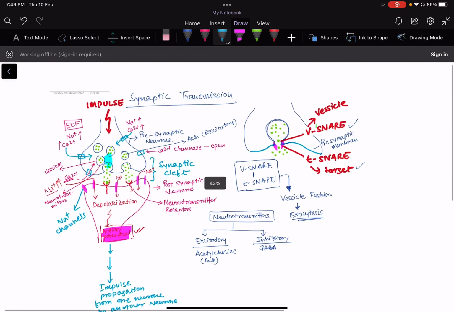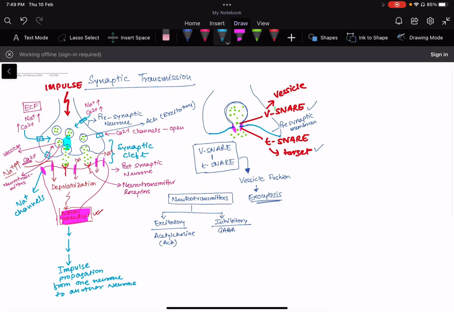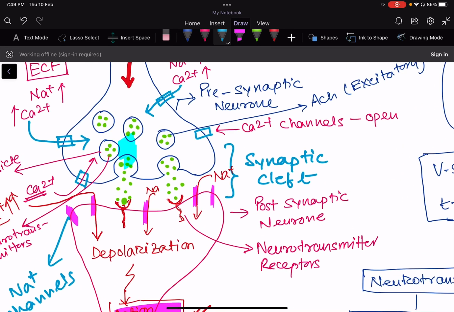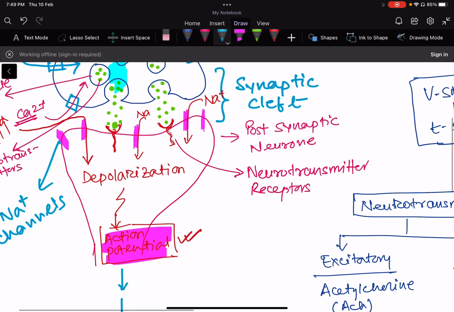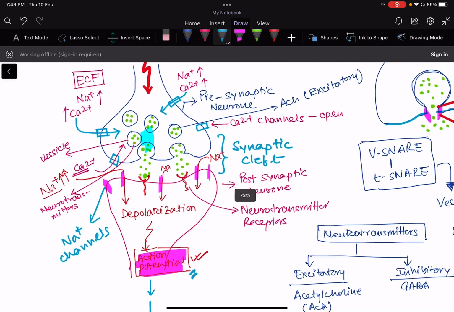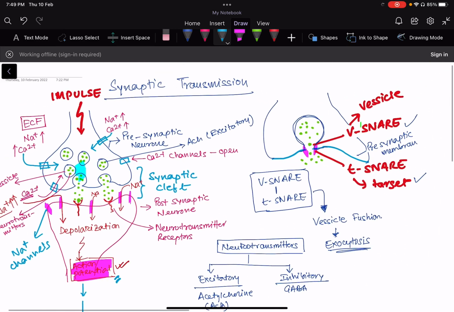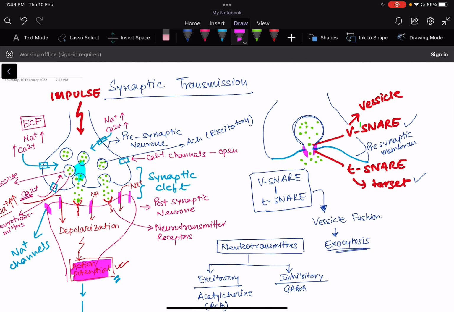Okay, so this is the overall mechanism of synaptic transmission: the exocytosis of vesicles with the presynaptic membrane, the binding of the neurotransmitter with the neurotransmitter receptors, and again the generation of an action potential in the postsynaptic neuron. This whole thing together is called synaptic transmission.